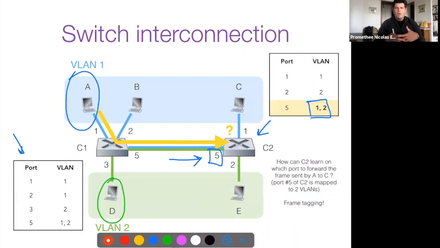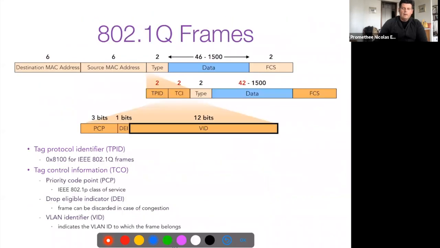Now, given that there are two VLANs, in order to avoid this problem, what do we do? We use a tag. We change the format of the frames. You remember destination, source MAC address, and type. And we add, before the type, those data here. And this one includes the VID, which is the VLAN ID.